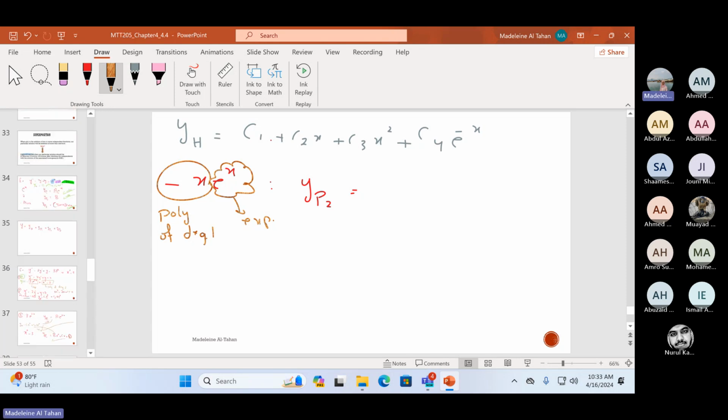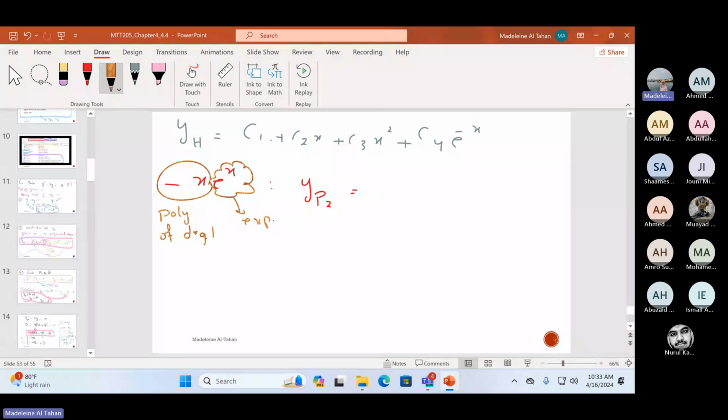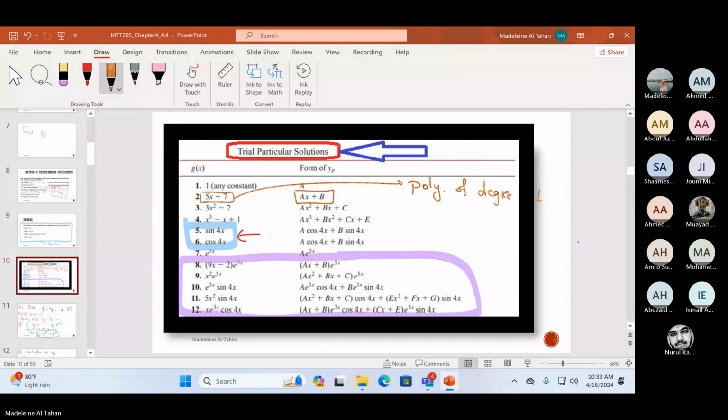So let's go back to our table to check how we can handle this. We keep the same form. So we have polynomial times exponential. The particular solution will also be polynomial times exponential. Okay, miss?